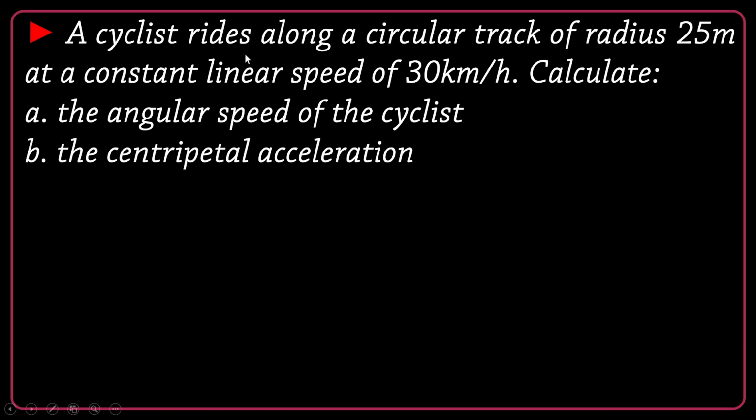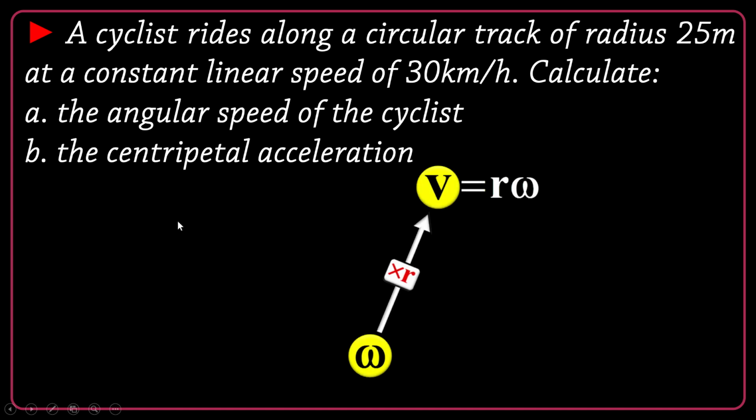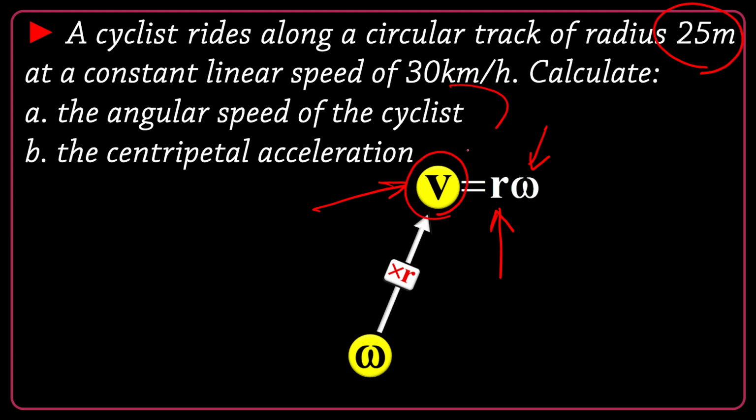A cyclist rides along a circular track of radius 25 meters and at a constant linear speed of 30 kilometers per hour. Calculate the angular speed of the cyclist and the centripetal acceleration. First of all, let's go over angular speed. You remember linear speed and angular speed are connected like v equals r omega. I know the r is given here. I know the linear speed is given here. Of course, it must be converted to SI units, and I will find omega.